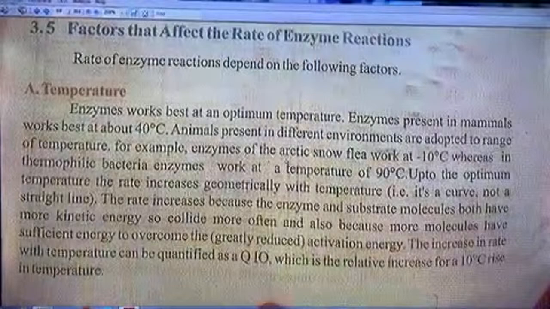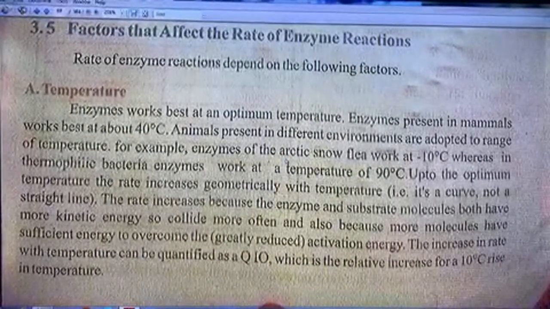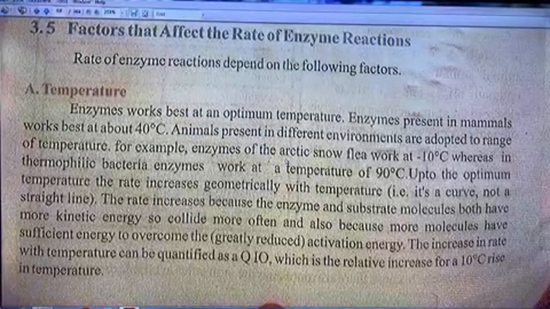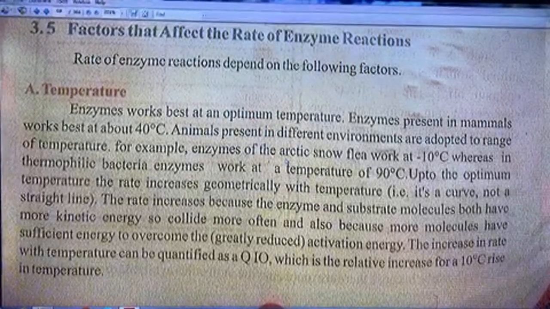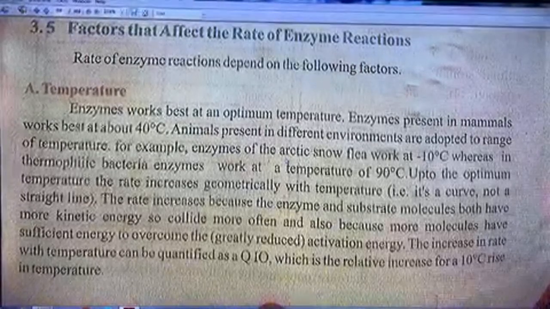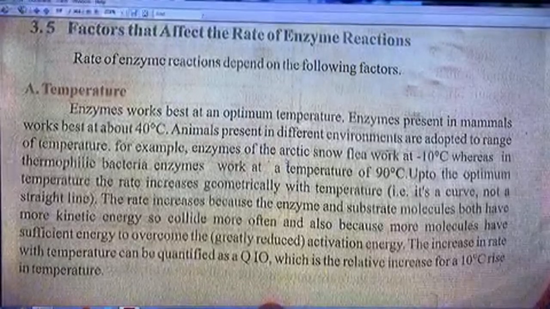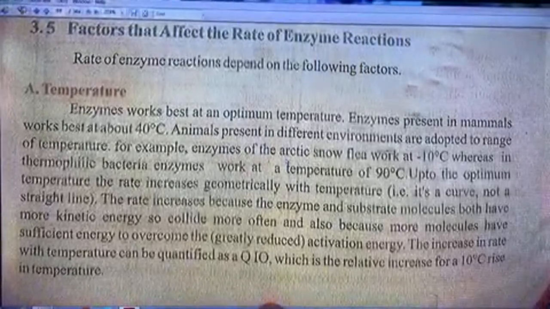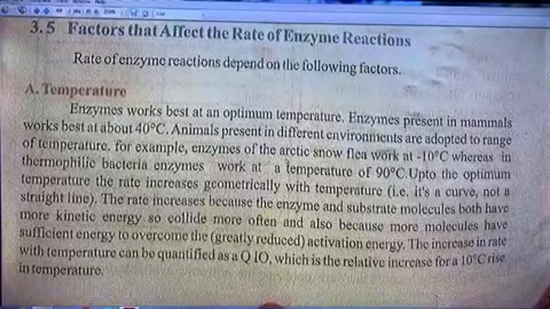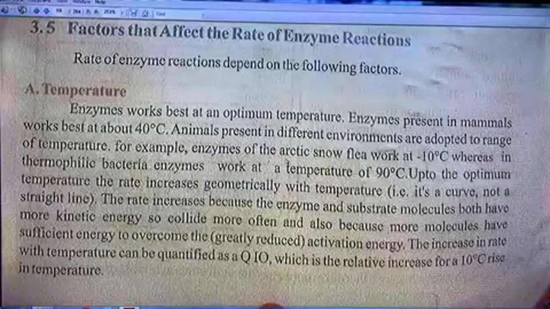Factors that affect the rate of enzyme reactions. The rate of an enzyme reaction depends on the following factors. Temperature. Enzymes work best at an optimum temperature. Enzymes present in mammals work best at about 40 degrees centigrade. Animals in different environments are adapted to a range of temperatures. For example, enzymes of the Arctic snow flea work at minus 10 degrees centigrade, whereas in thermophilic bacteria, enzymes work at a temperature of 90 degrees centigrade.